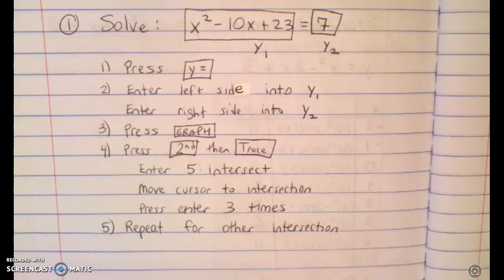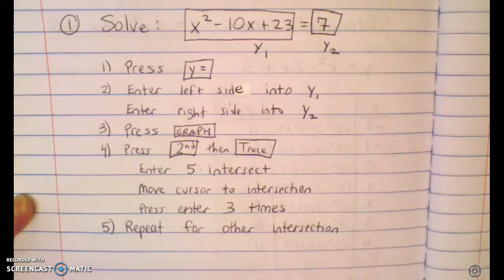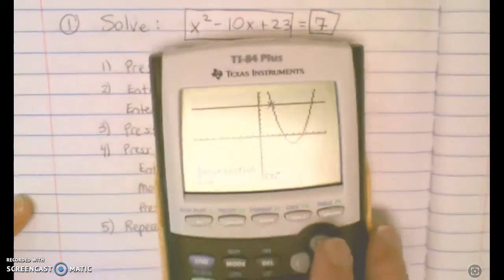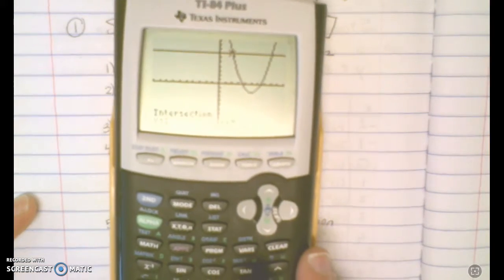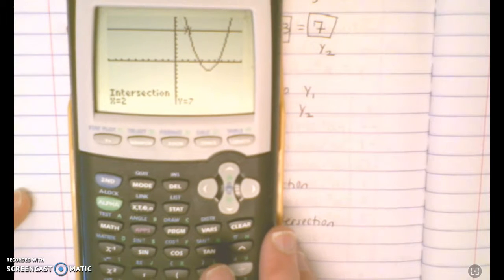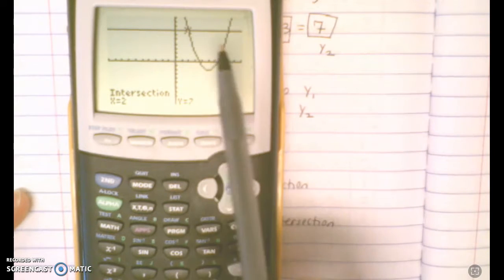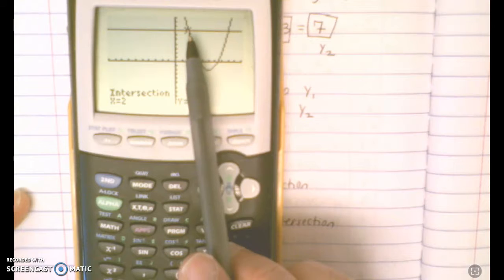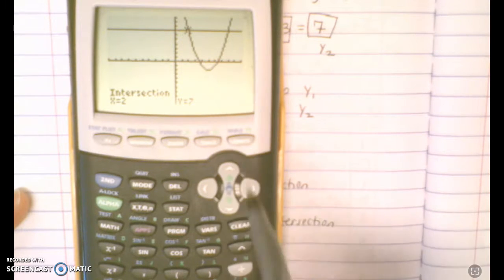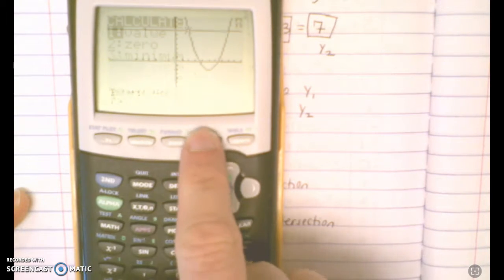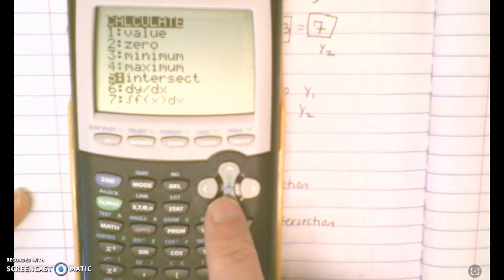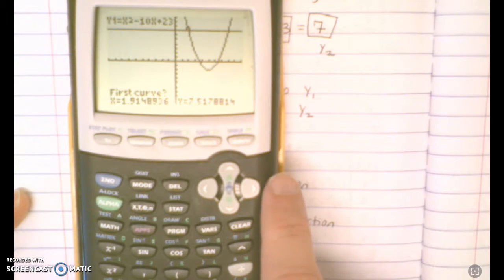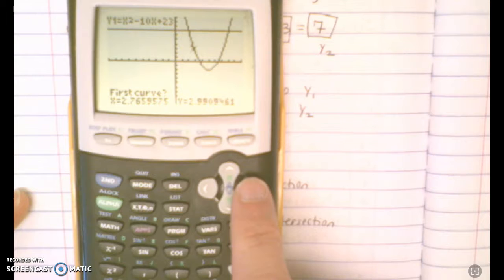So you're going to repeat this process for the other intersection. So notice how there are 2 spots where the lines are intersecting. There's one over here on the left. We also have to figure out this one over on the right. So I have to hit second, trace, intersect again. And this time I'm going to move my cursor over to the right.